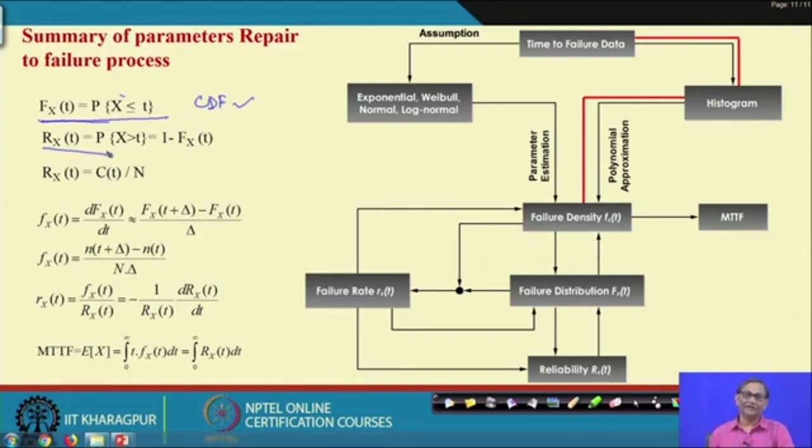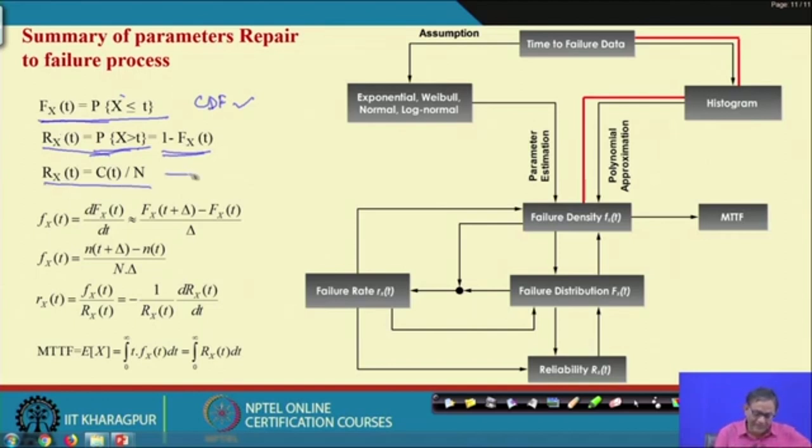Reliability means the probability that the unit will operate for the intended period of time under given environmental conditions, for which it is intended to work. So that is the probability that the random variable x, which is basically time to failure, exceeds the given time t, and this is nothing but 1 minus the cumulative distribution function. Because ultimately our component or unit is a two state system, either it is surviving or it has failed. So the sum of F_x(t) and R_x(t) will be 1.